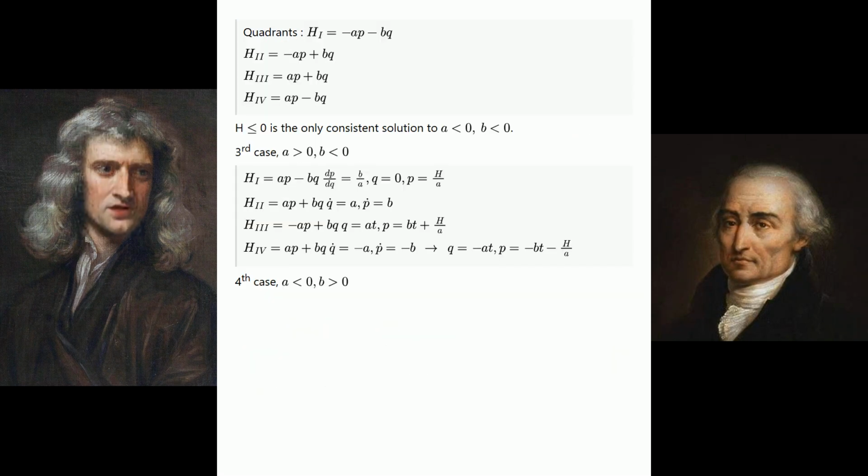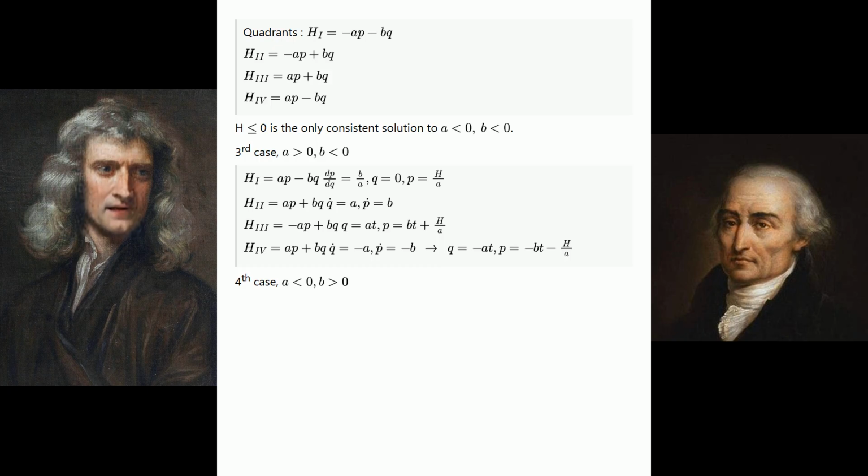Second case, A is less than 0, B is less than 0. Quadrants: H_I equals negative Ap minus Bq, H_II equals negative Ap plus Bq, H_III equals Ap plus Bq, H_IV equals Ap minus Bq. H less than or equal to 0 is the only consistent solution to A less than 0, B less than 0. Third case, A is greater than 0, B is less than 0.